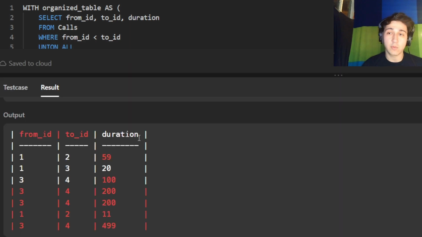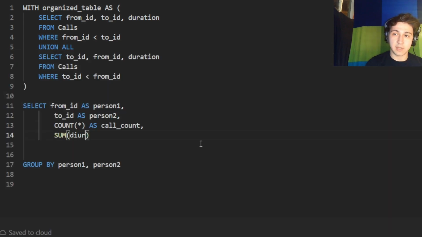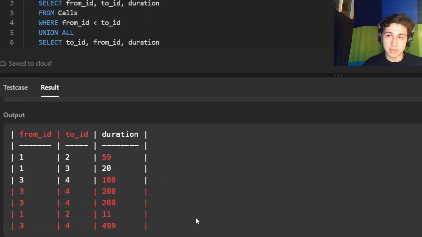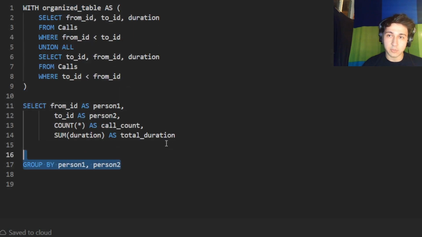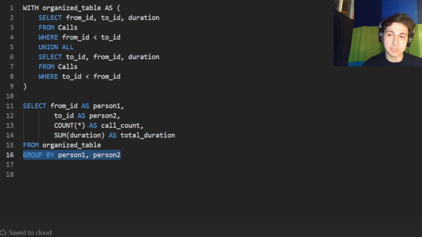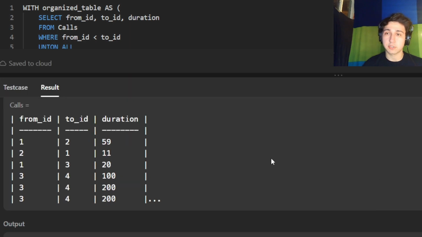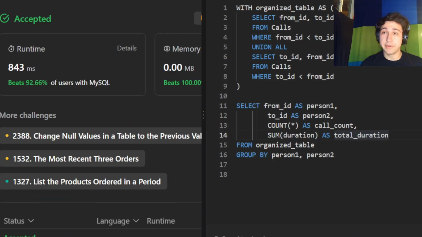And then lastly, they want us to sum together the time of the phone call, the duration column. So let's sum together how long each phone call was and call it total duration. This table that we're doing this all on, we called it organized table. So we can just say from organized table, and that's it. We're grouping by each pair of people to get how many times those people called and how long each phone call was. Let's run it. Perfect. Our solution so far is accepted. Let's submit. And there you go.